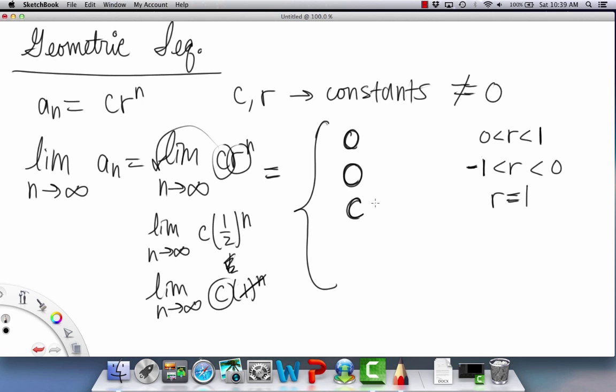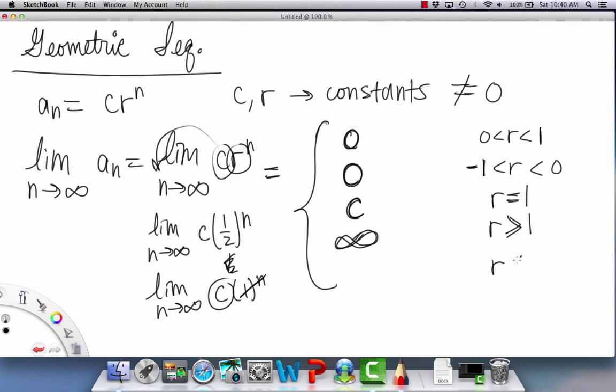Let's see what else we have. And then let's say r is greater than 1. Then we get that r is going to be, let's say it's 2 or something. 2 to the, or any constant greater than 1, which is not a fraction, to the exponential power is just going to go to infinity, right? It's not going to have an upper bound at all.